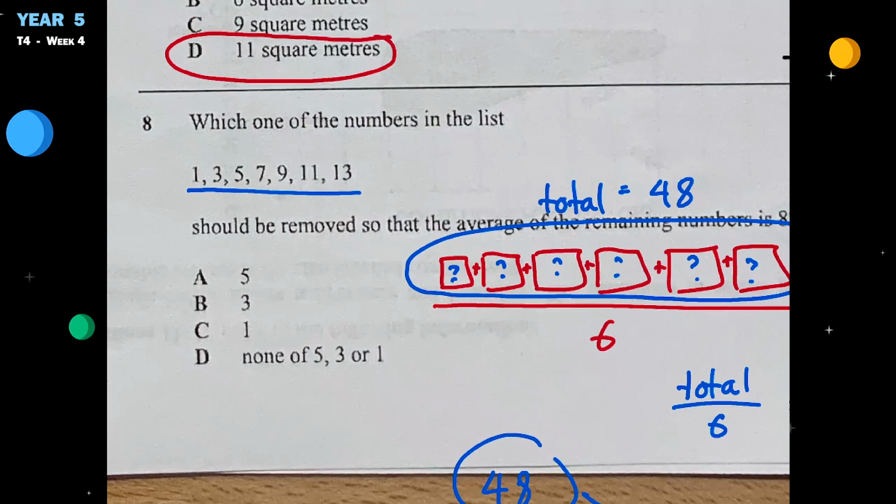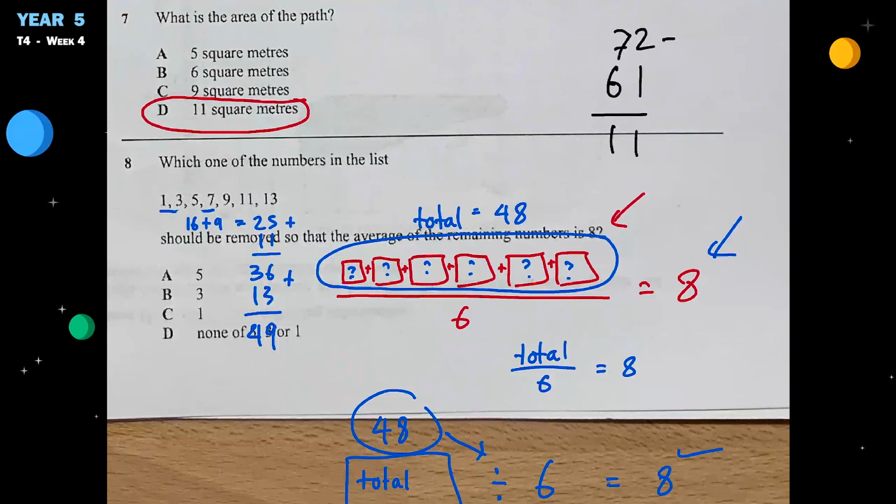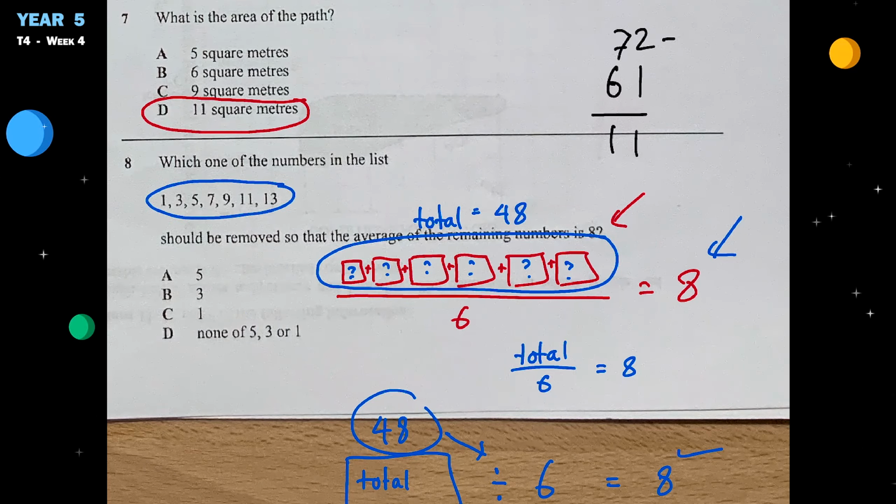We have 1 plus 3, that gives me 4. 4 plus 5 gives me 9. 9 plus 7 will be 16. And then 16 plus 9 will give me 25. 25 plus 11 will be 36. 36 plus 13 would give me 49. Okay, so what that means is this. All of these numbers will add up to a total of 49.